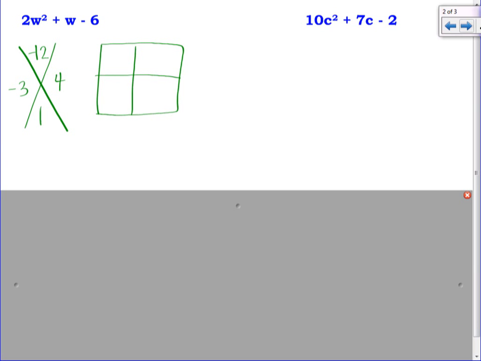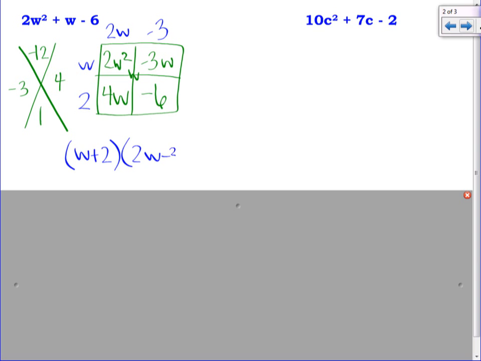Okay, so we put these two numbers that we just found in these boxes with the variable that's on our problem, which is not x anymore. This one's w. Put the original along the diagonal, and then we figure out what we can take out or what's in common with each of them. -3, so we got -3. 2w. w. 2. Questions on that? So we've got w plus 2, 2w minus 3.